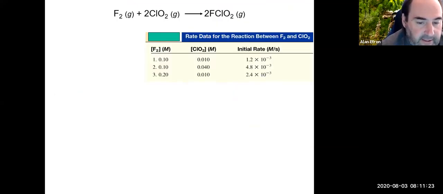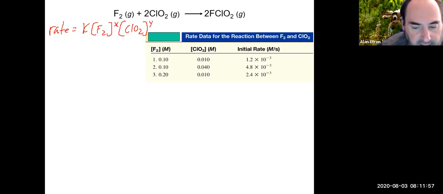This table here is a typical table for a reaction such as the one there. And because the rate law is found experimentally, it is really common that these types of tables are the ones you come across. So the first thing we could do is write the generic rate law for this, and that would be that the rate equals k times the concentration of F2 to the x and ClO2 to the y.